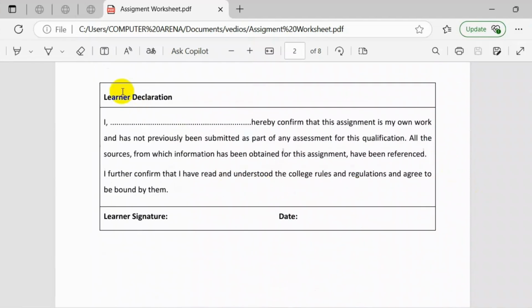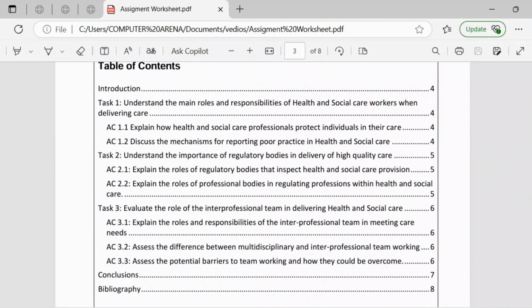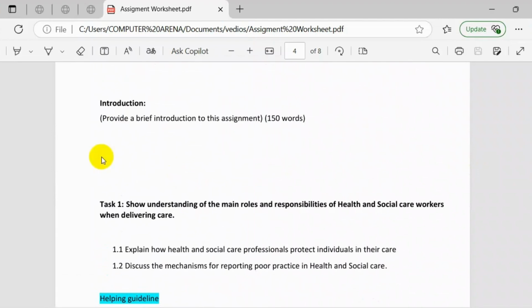Here you can see the learner declaration, where you have to confirm that you have read and understood all our college rules and regulations and you are agreeing to them by providing your name and your signature. So make sure that you fill in this form. This is the table of contents under which all the learning outcomes and assessment criteria of the unit are provided to you. Now here comes the assignment.